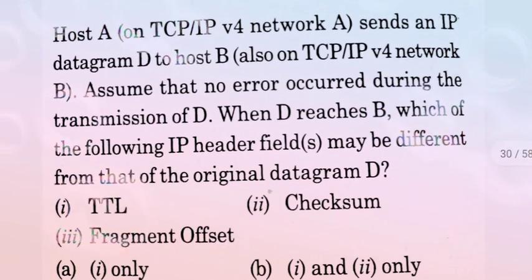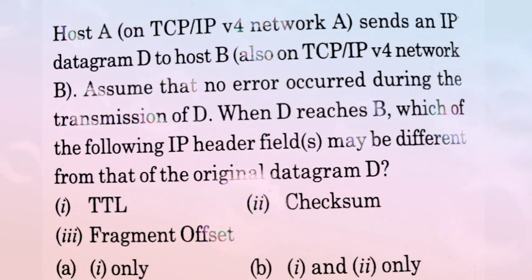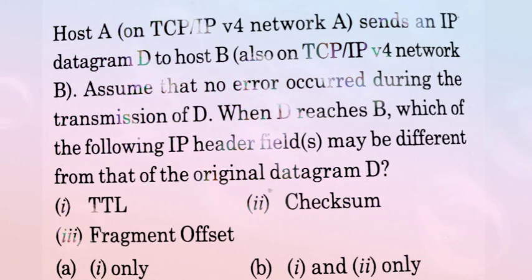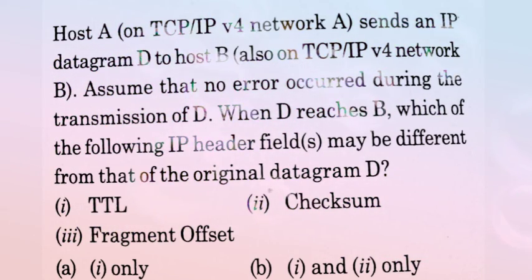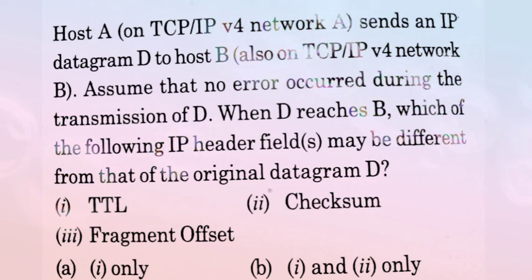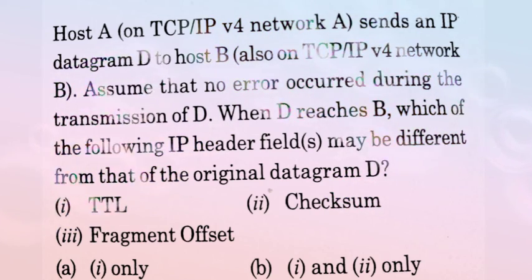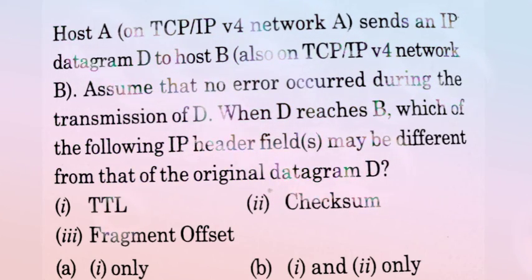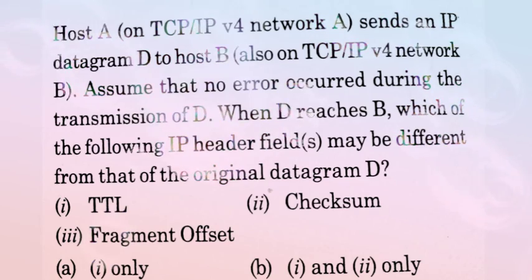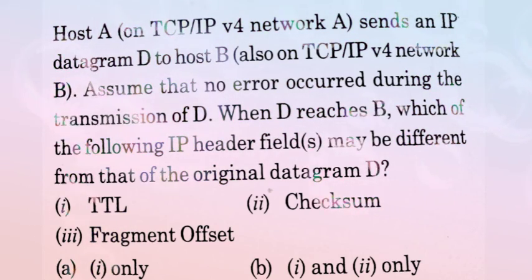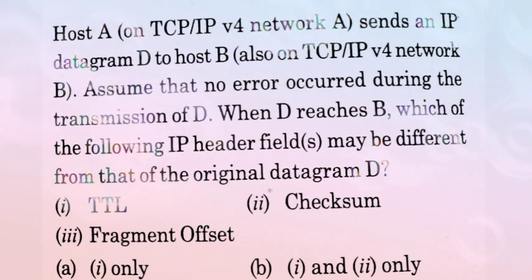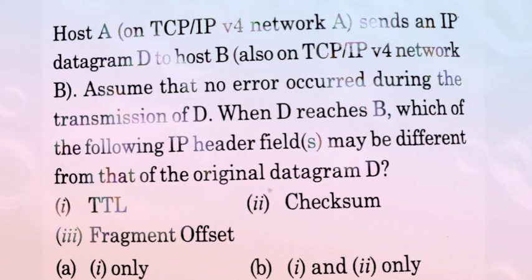A host A on a TCP/IP version 4 network A sends an IP datagram D to host B, also on a TCP/IP version 4 network B. Assume that no error occurred during the transmission of D. When D reaches B, which of the following IP address fields may be different from that original datagram D?